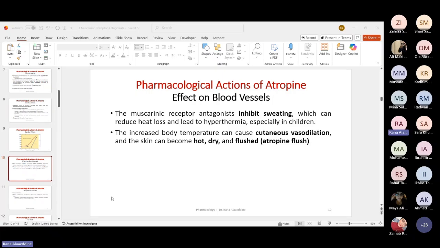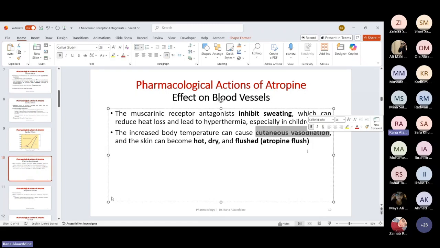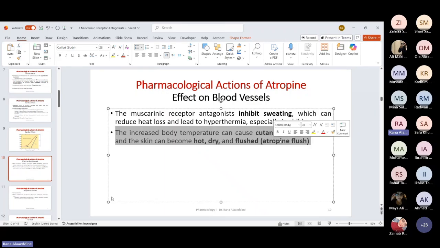What happens to the vessels in the face? Because of dilation. They will dilate, the vessels in it will dilate to try to get rid of the heat. So in the skin, the blood vessels will dilate to try to get rid of the excessive heat that is trapped in the system, so the person will look red. So guys, the effect on the blood vessels is not direct, but we do have an effect on vasodilation of the blood vessels in an attempt to get rid of the heat. And this is what we call atropine flush.